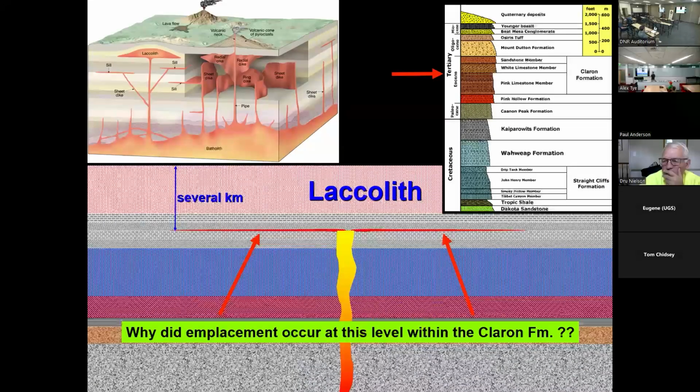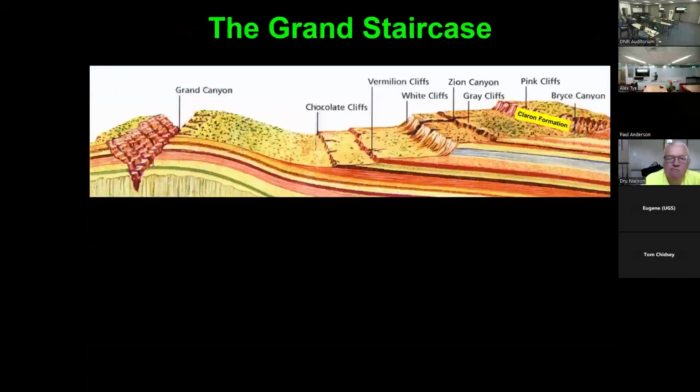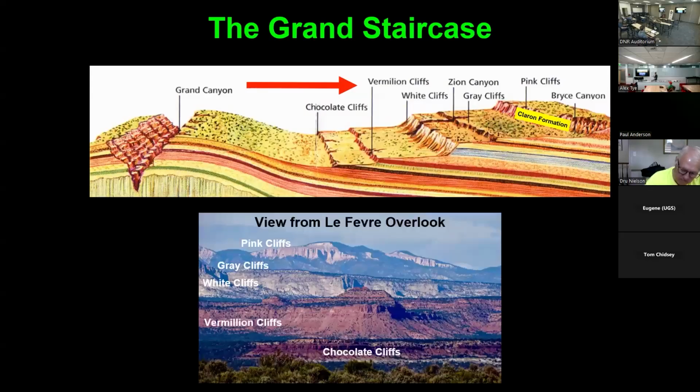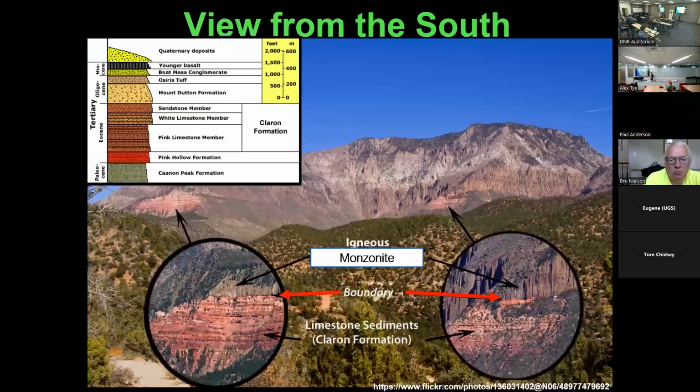So again, we'll ask the question, why did emplacement occur within that part of the Claron? Well, what do we know about the Claron? Well, we know that it sits at the top of the Grand Staircase, right? If you're looking north from the Thebe Overlook, you can see the pink cliffs off in the distance. That's the Claron Formation, right? We also know, or we think we know, that most of the Claron was deposited within a lake type setting where limestones will be deposited. I think this map needs to be updated because in our musings around Utah and Nevada, Claron Formation extends a little bit farther to the west than this map shows, especially Gold Strike.